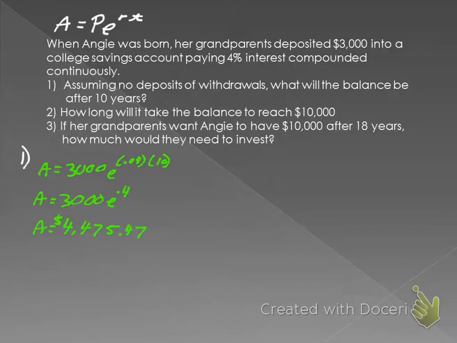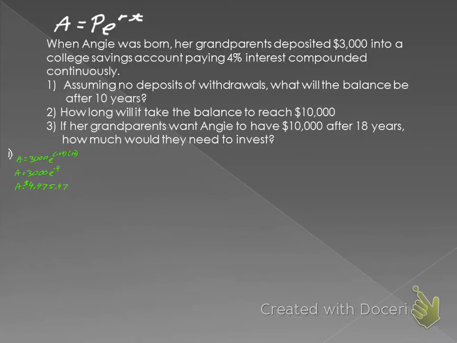So let me shrink this all down, move it to the side. That way, if you still need it, it's right there. It's just tiny. Okay, number 2. How long will it take for the balance to reach $10,000? So now we know where we want to end up. We want to end with $10,000. We're still going to start with our principal of $3,000.